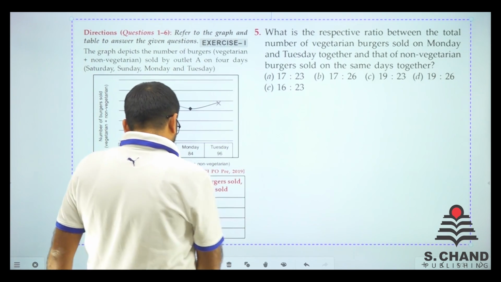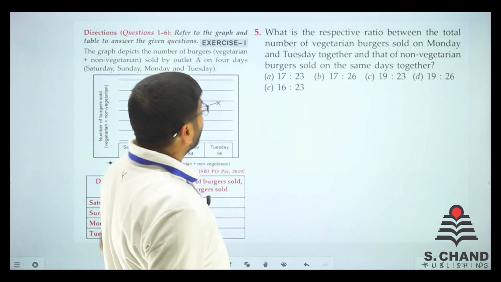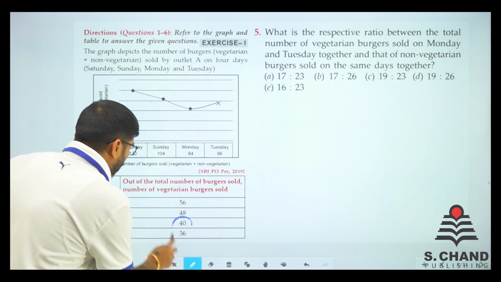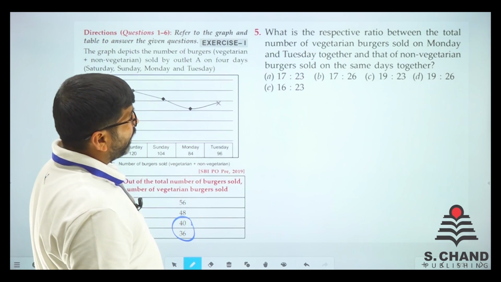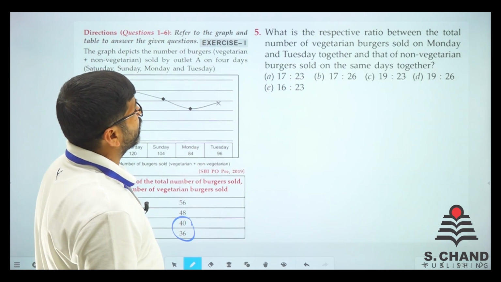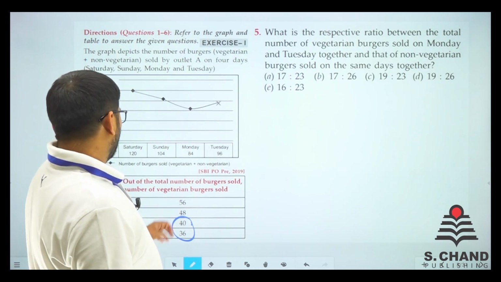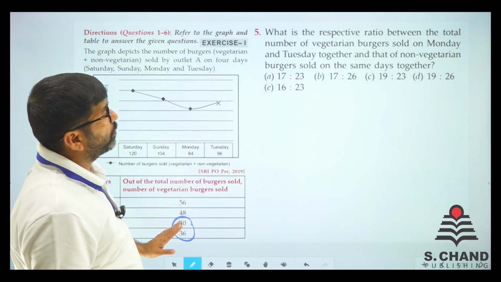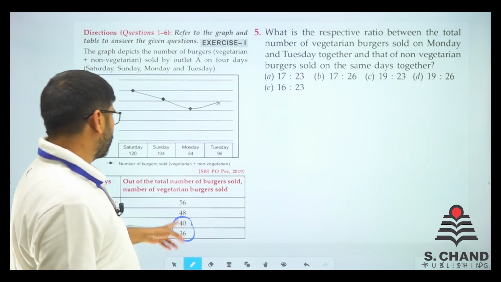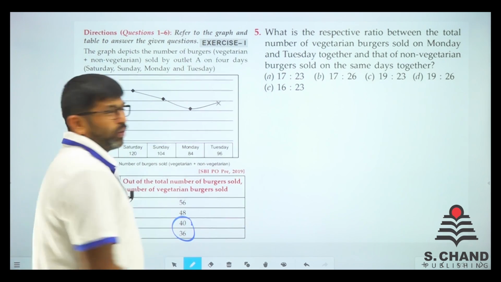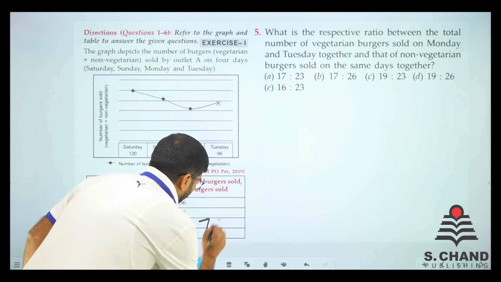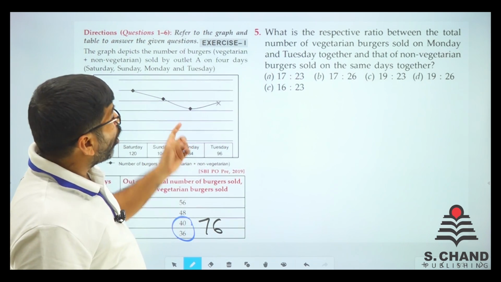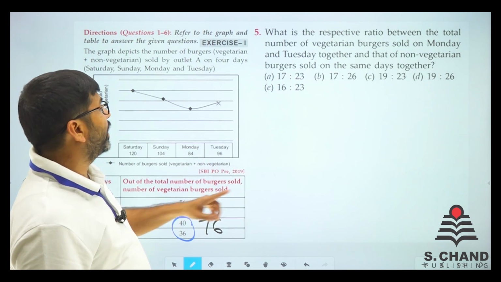What is the respective ratio between the total number of vegetarian burgers sold on Monday and Tuesday together and that of non-vegetarian burgers sold on the same days together? So let us calculate this first. 40 and 36 is 76. We write 76 here. Now, what is the ratio? And that of non-vegetarian sold on the same days together.